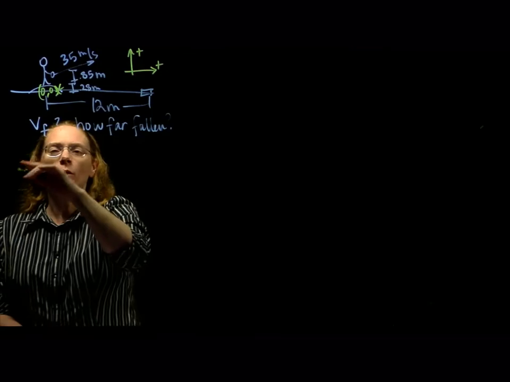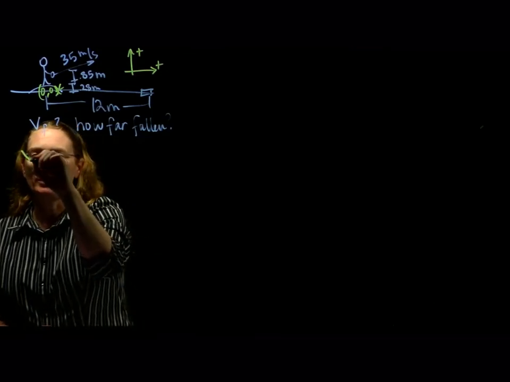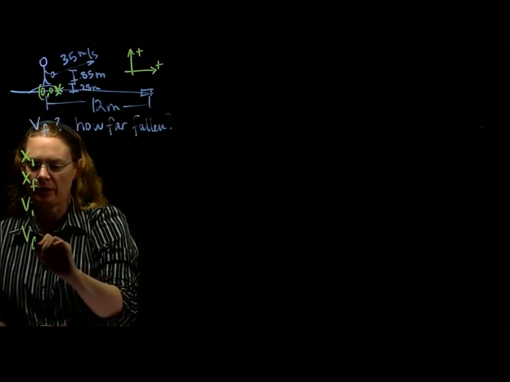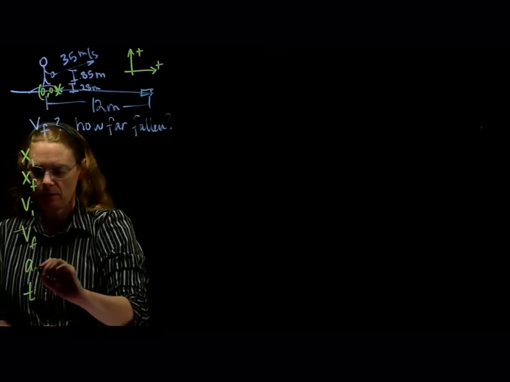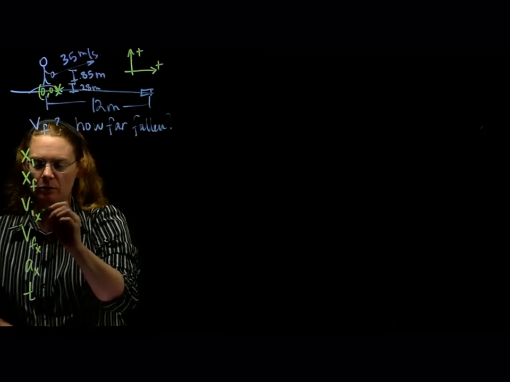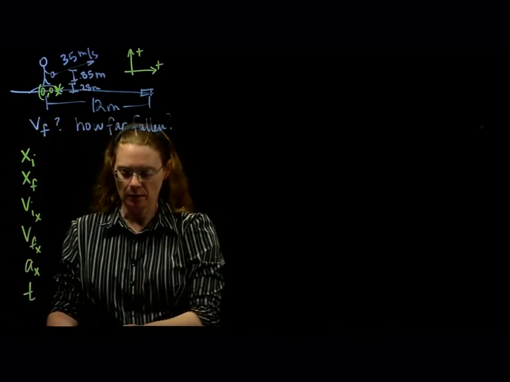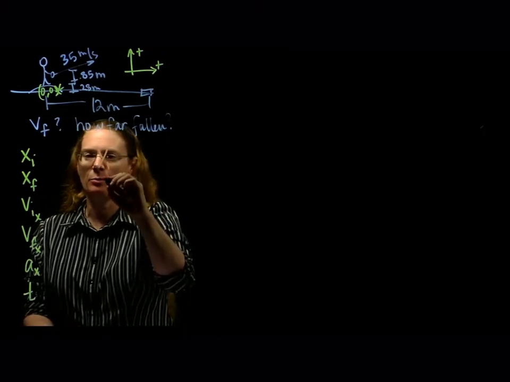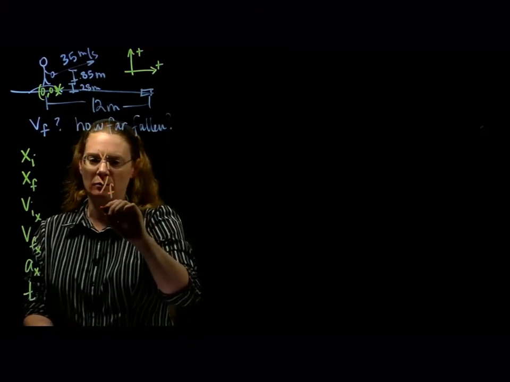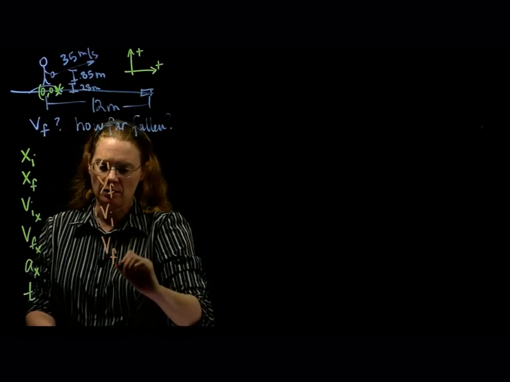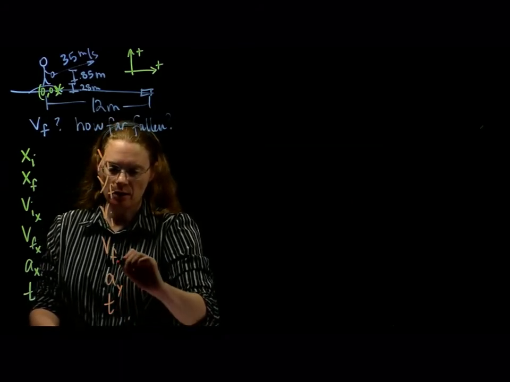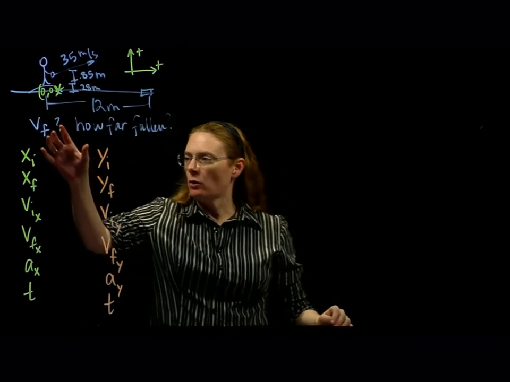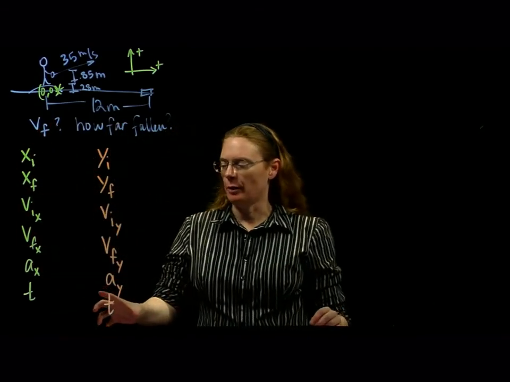So I'm going to do my horizontal components: x initial, x final, v initial, v final, a, t. Let's put x's on all of those, because those are all just the horizontal piece. And then we have to do the y's separately, because these two are independent of each other. Y initial, y final, v initial, v final, a, t, with y's on all of them. All right, so we've got our horizontal information, we've got our vertical information.